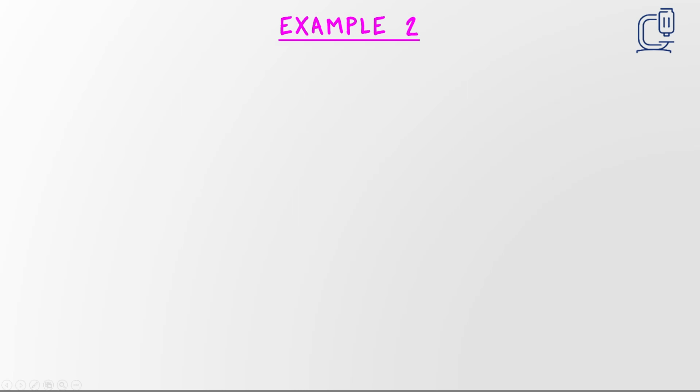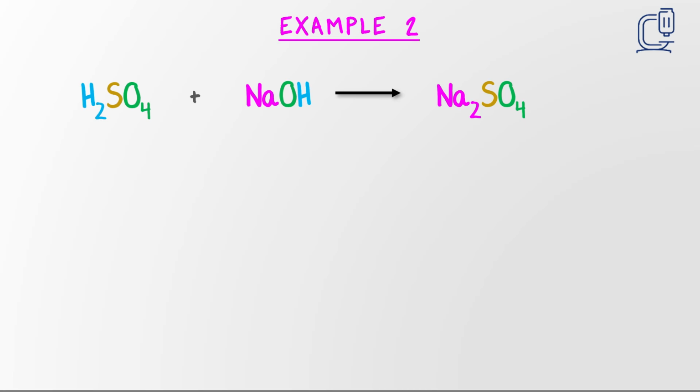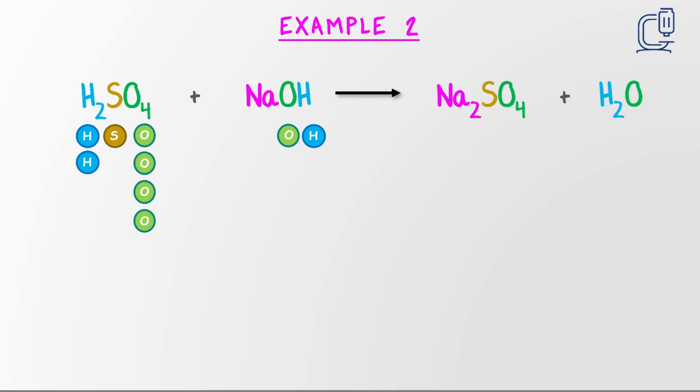Let's try another example. Sulfuric acid plus sodium hydroxide gives us sodium sulfate plus water. Let's start by looking at what we have on the left. We have 3 hydrogens, 1 sulfur, 5 oxygens and 1 sodium.